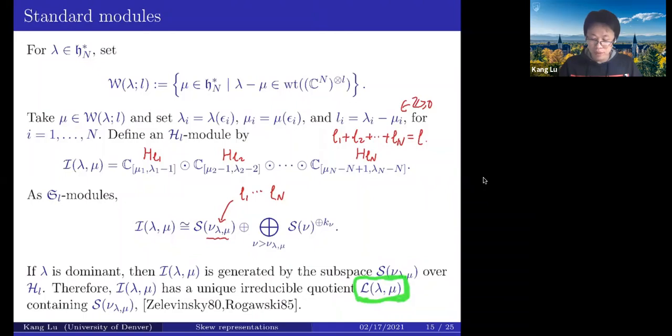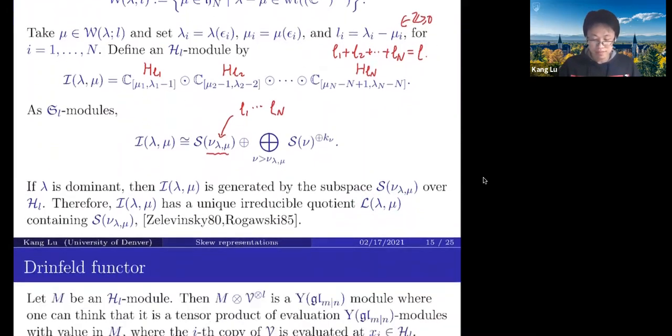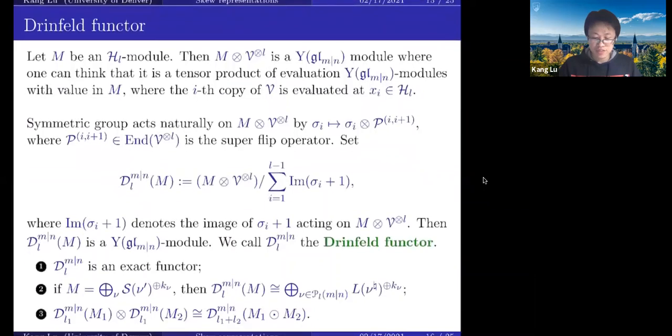So we want to understand, under the Greenfield functor, which representation this module corresponds to. And it turns out it will be a skew representation. So this irreducible quotient corresponds to a skew representation. Okay. Now let us define the Greenfield functor.